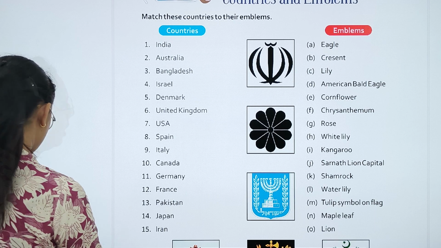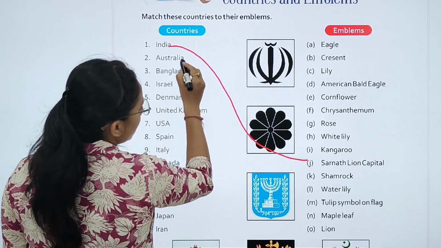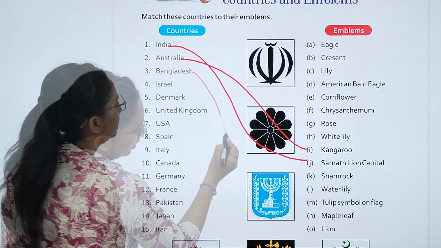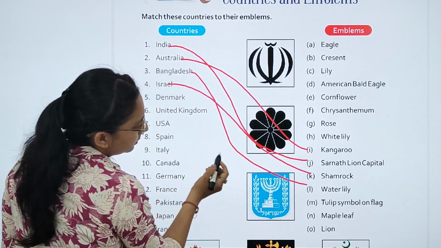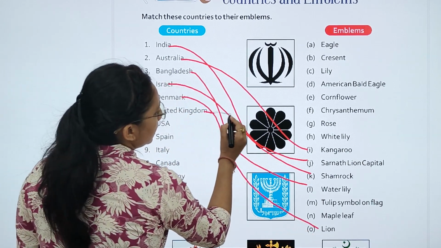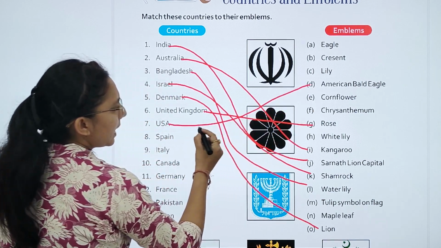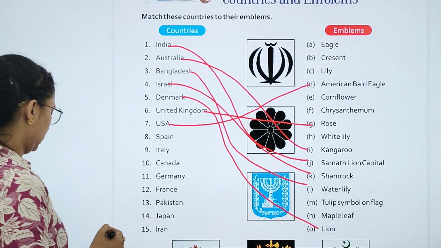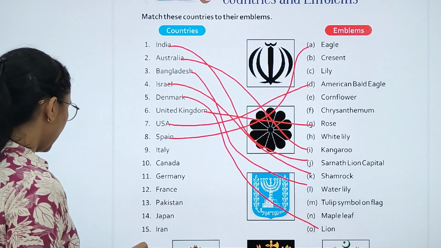Countries and their emblems. Sarnath, Australia, kangaroo. Water lily, Israel, shamrock, and Denmark is lion. United Kingdom, rose. USA, American bald eagle. Then Spain आपका क्या हो गया? Eagle हो गया, right?